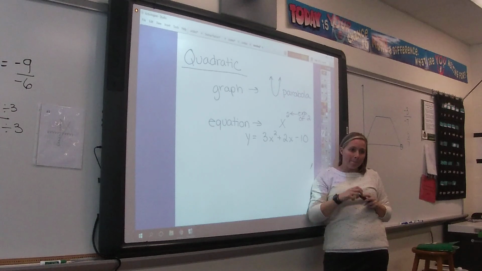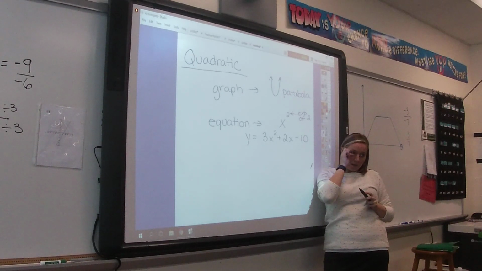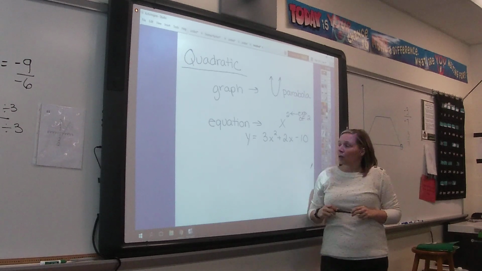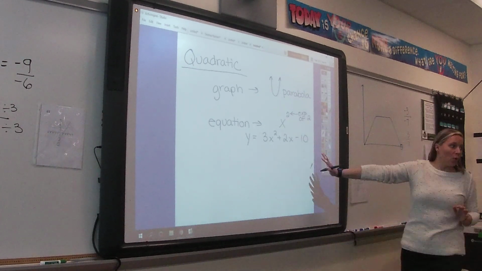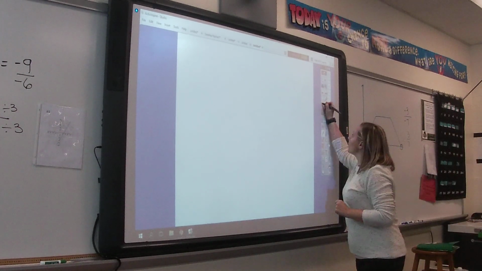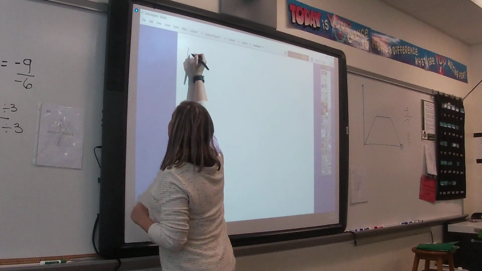Okay, are we okay on that? Those are the only two we're adding for quadratics. Exponential is our third one.